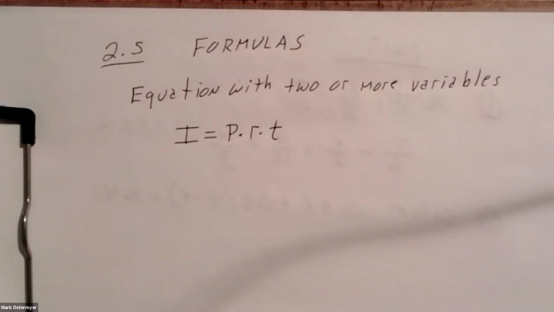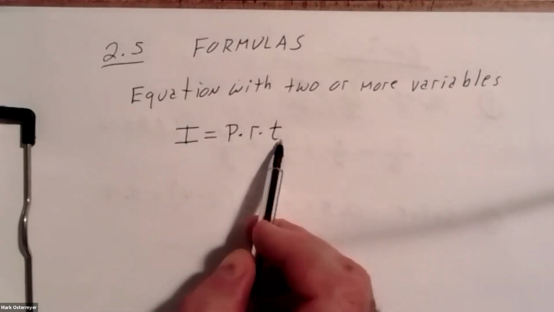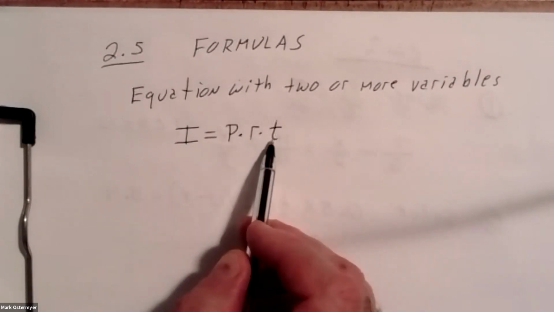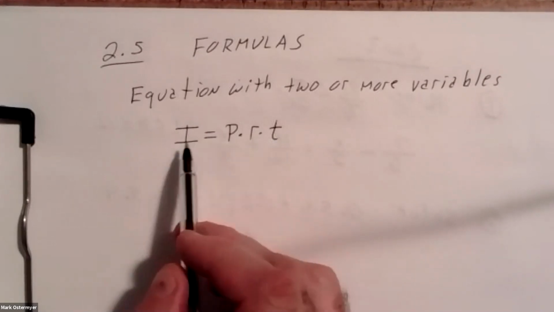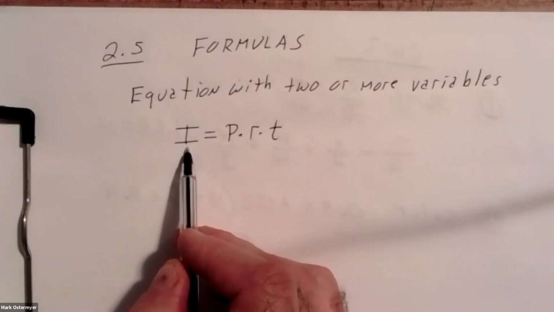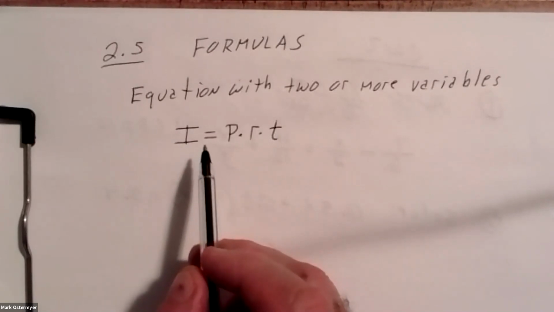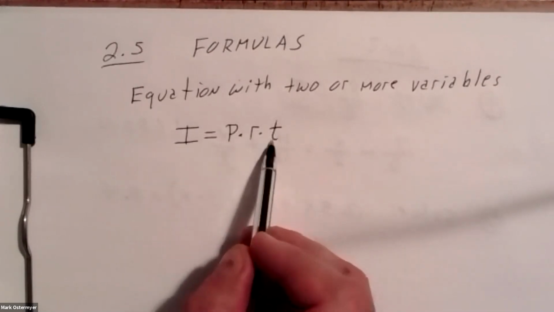No. Okay, don't worry about it if you don't know what the formula pertains to, because that's not the issue in this section. The issue is, can we solve a formula for a particular requested variable? Presently, this formula is solved for what variable? Anybody? I. We know it's solved for I presently because I is all by itself on one side of the equation. How many different variables do we have in this formula? 4: I, P, R, and T.